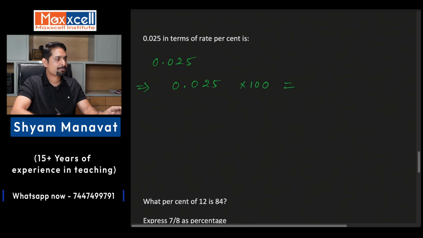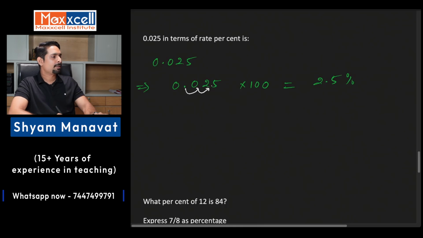See what you get here? Multiply by 100. Now learn this. If I am multiplying by 100, 100 has got 2 zeros. That's why this decimal sign will go 2 digits to the right hand side. 1, 2. So here you will have the decimal. That means the outcome is 2.5%. Okay, I hope that's clear to you.